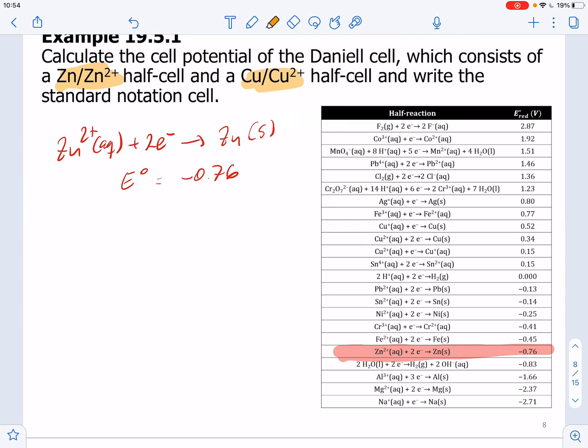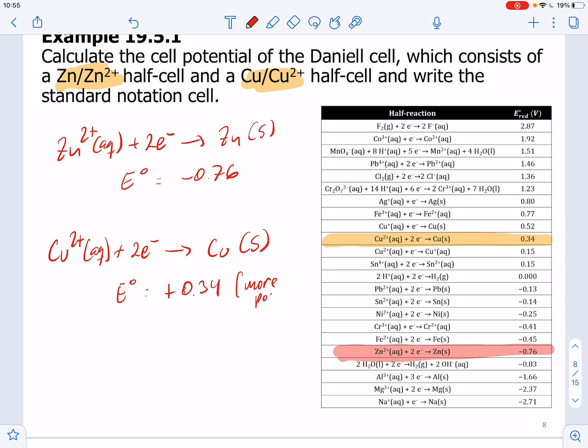And then we have copper, solid copper 2 is right here, and that reaction is copper 2 plus plus 2 electrons go to copper solid, and the potential for this is plus 0.34. So this one is the more positive one. So this is actually your reduction reaction, and this one is going to be your oxidation reaction.